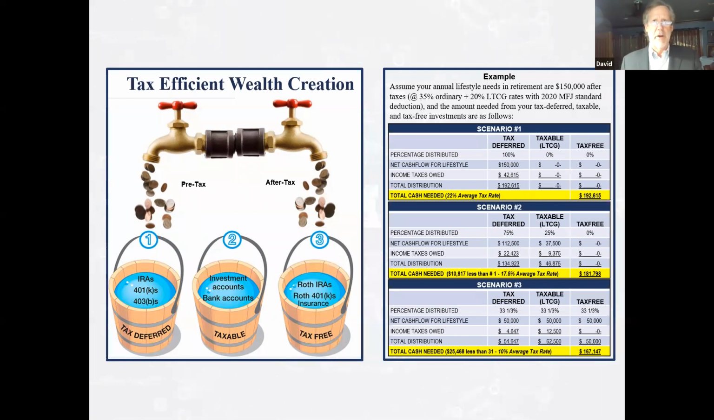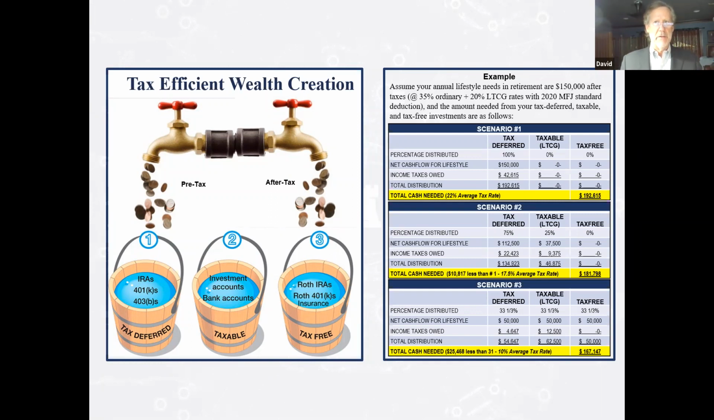I put a couple of scenarios here on the right based on how somebody might be taking money out during retirement. In the example, I show $150,000 of net lifestyle income that's needed at a 35% ordinary and a 20% long-term capital gain rate. If somebody had all of their eggs in one basket in the tax deferred bucket, they would need about $192,000 to pull out of their retirement plan in order to net the $150,000 to live on. If they had 25% of their retirement built in a stock portfolio or real estate portfolio that they could pay a lower capital gains tax on, and they took 25% out of those assets and 75% out of tax deferred, now they only need about $181,000 out of their asset base to live on the $150,000 after taxes.